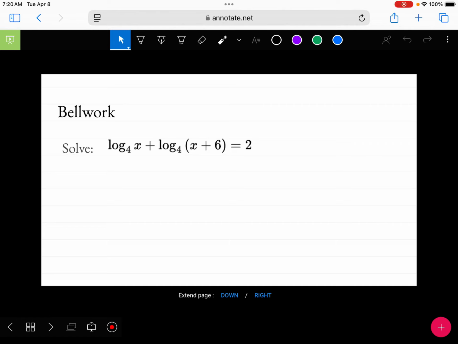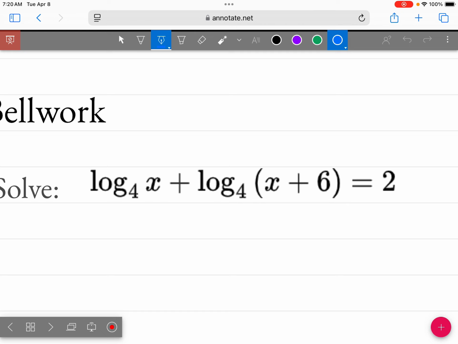All right. Let's start taking a look at this. What do we do to start? Yeah, when we have two logs that are being added together, there's not really much we can do. Unless we come through and we go, hey, wait a second. Addition is going to become what?